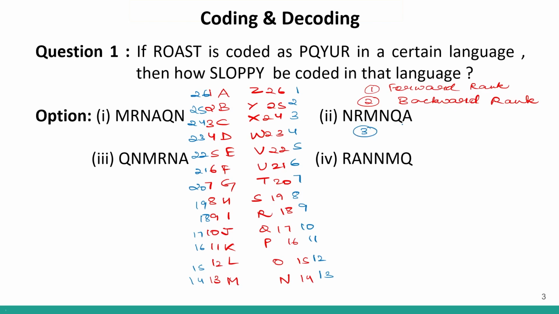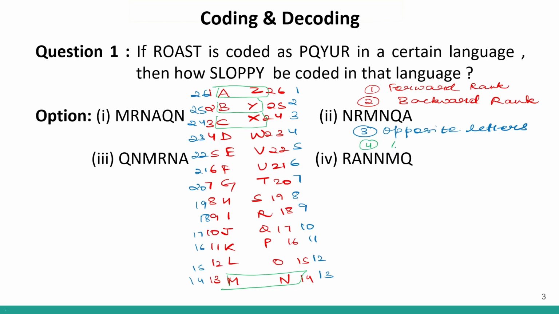The third concept is of opposite letters. When we arrange our letters like this, A is in front of Z, that means A and Z are opposite letters. Similarly, B and Y are opposite letters. C and X are opposite letters, and so on up until M and N are opposite letters. So these are your concept of opposite letters.